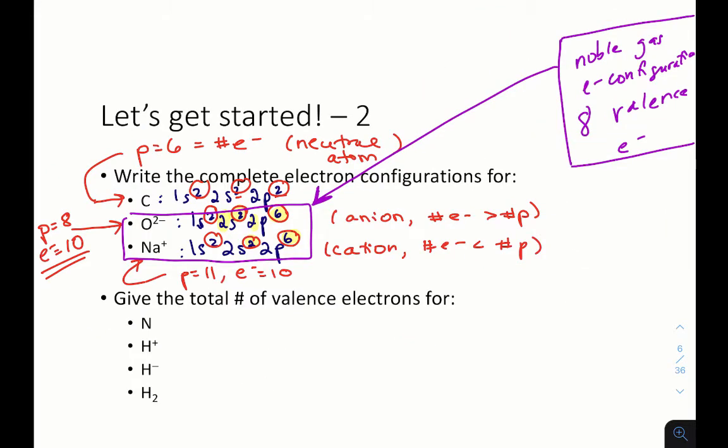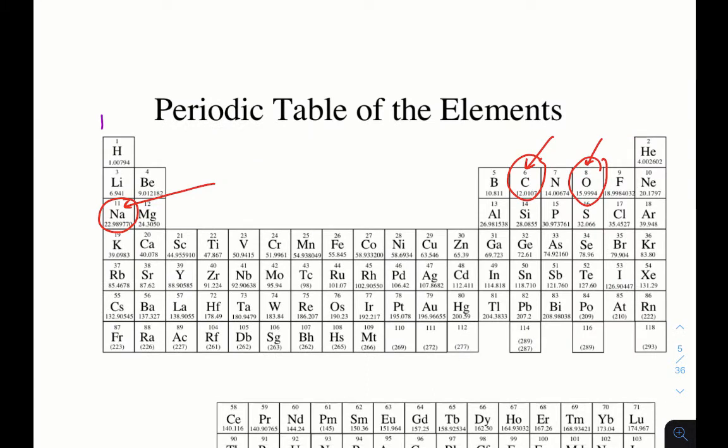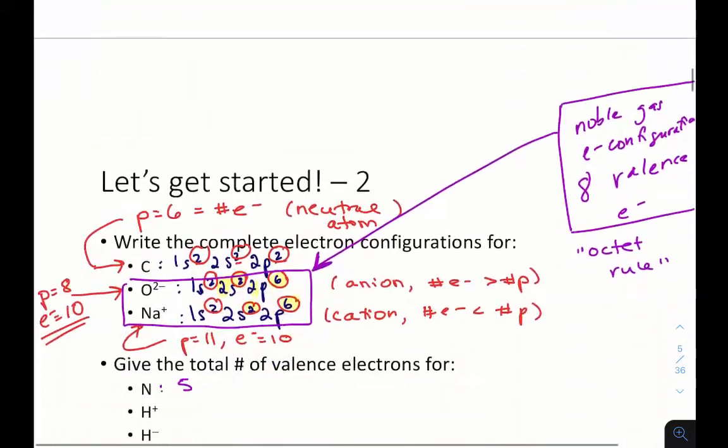Speaking of valence electrons, let's go ahead and count the number of valence electrons for these atoms and ions here. So nitrogen, 5 valence electrons. How do I know? From the periodic table. It is your friend, right? The group number, the main group numbers, the A system. Those numbers correspond to the number of valence electrons in the neutral atom. Nitrogen is in group 5A, 5 valence electrons.